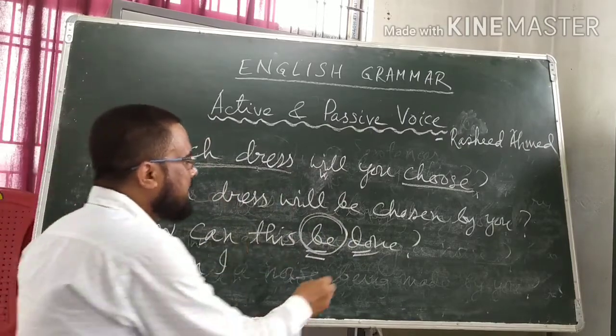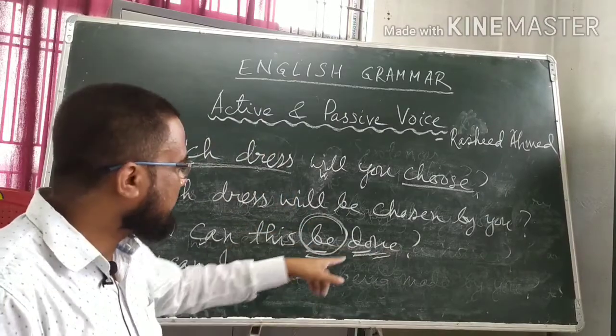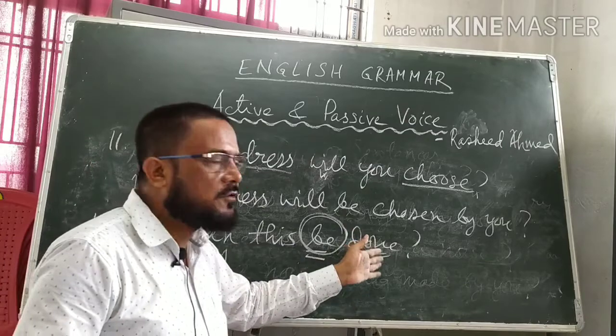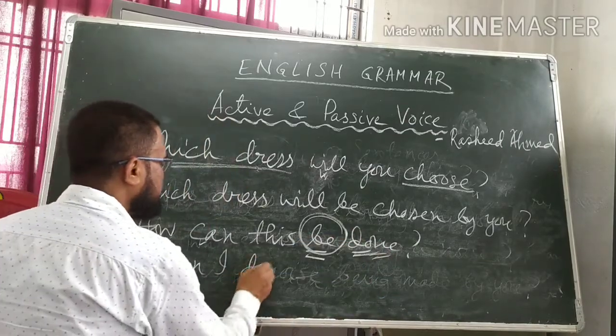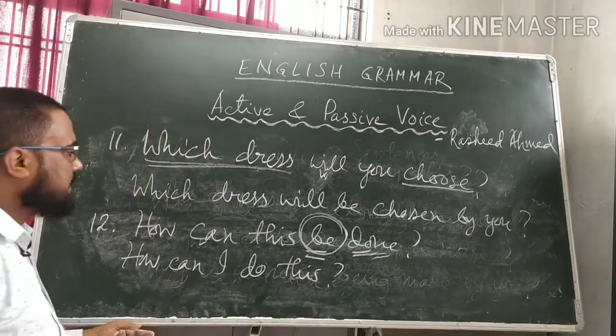"Be" will be removed. "Done," the past participle form, will be used in the base form, because "done" was used to make it passive. We are making it active now. So "done" will be used in its base form: "do." How can I do this?